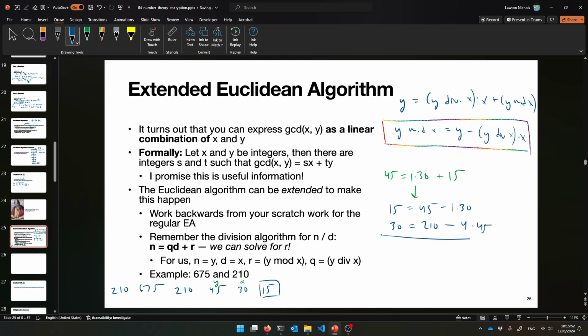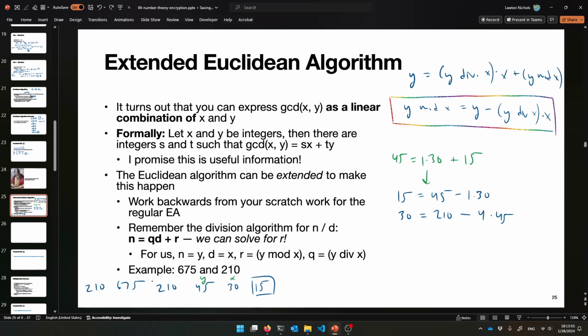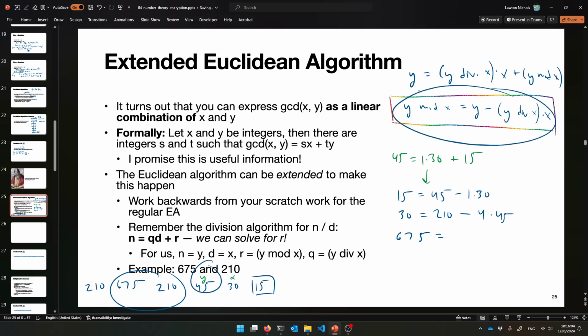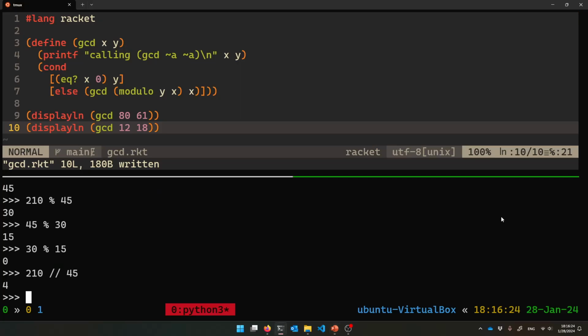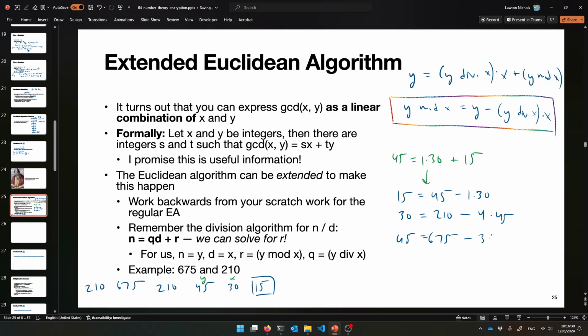All right. So I've got this equation now, and you're just going to keep on finding every equation. Now you also have an equation in terms of 675 and 210. So 675 mod 210 equals 45. Write this equation out for it. 45 is equal to 675 minus, I think it's maybe 3, 675 integer divided by 210. It went in 3 times. 3 times 210 with the 45 left over. Okay? So that's the answer.